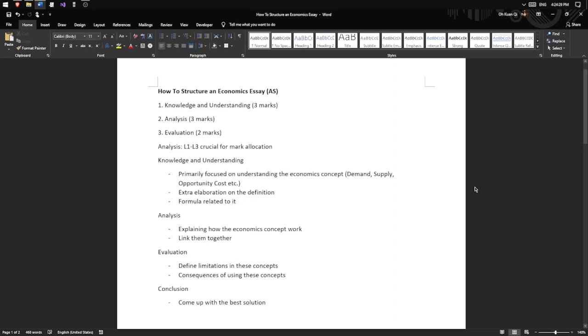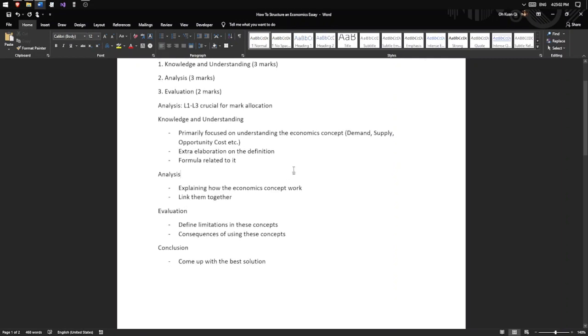The third mark would be the formula related to the essay. So in this case, let's say we'll take price elasticity of demand. The formula for price elasticity of demand would be the percentage change in quantity demanded over the percentage change in price. If it's price elasticity of supply, that will be the percentage change in quantity supplied over the percentage change in price. So that would be the formula for these particular economics concepts. So now we have 3 marks.